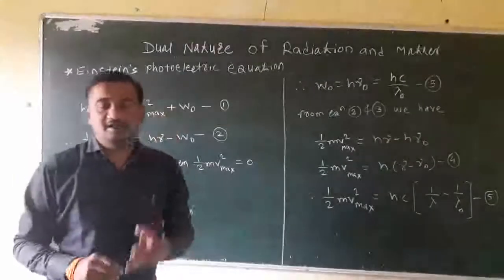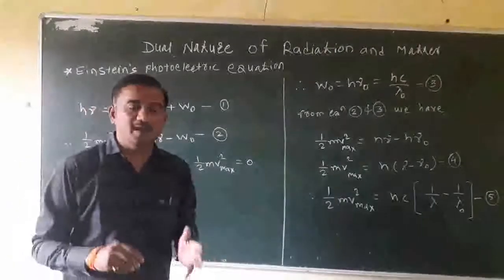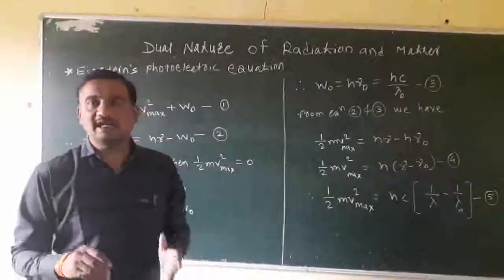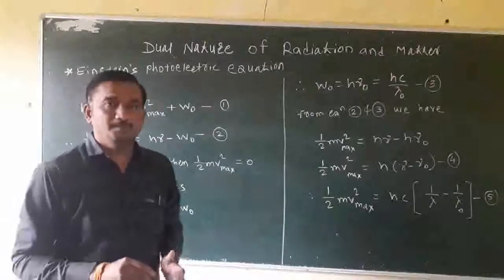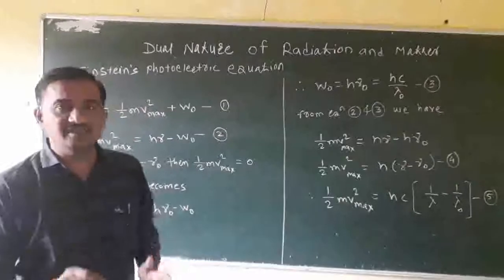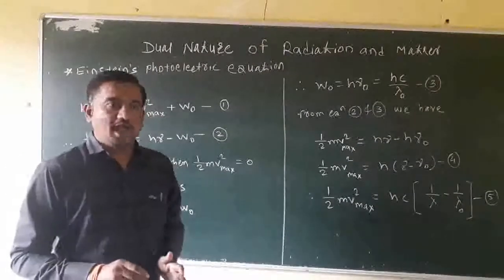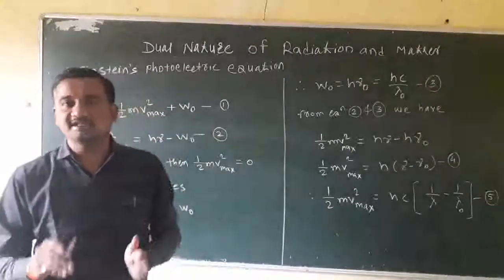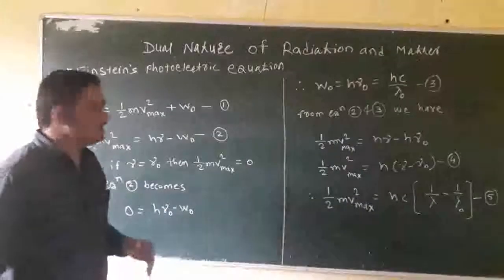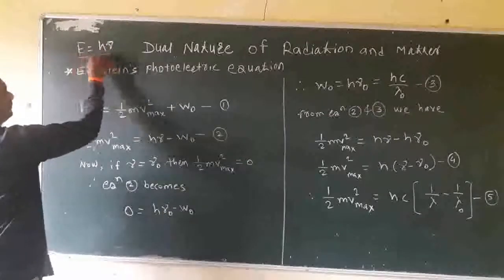Einstein's photoelectric equation is based on Planck's quantum theory. We already know Planck's quantum theory. According to Planck's quantum theory, light radiation or electromagnetic radiation consists of packets or bundles of energy, and each packet or bundle of energy is known as a photon or quanta. The energy associated with each photon is E equals h nu.